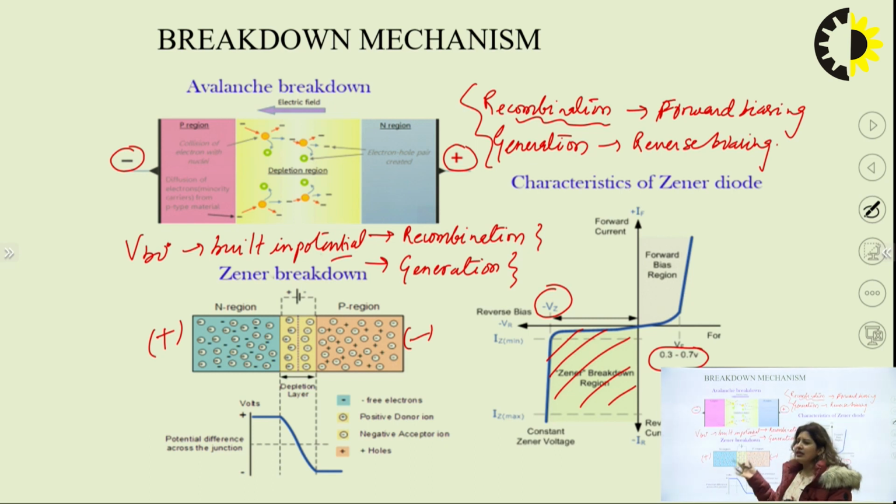so that whatever electrons are left in the N region, because these electrons get attracted towards the positive polarity, will cross the junction. Similarly, whatever holes remain in the P region will cross the junction. So there will be some potential barrier between these two regions.